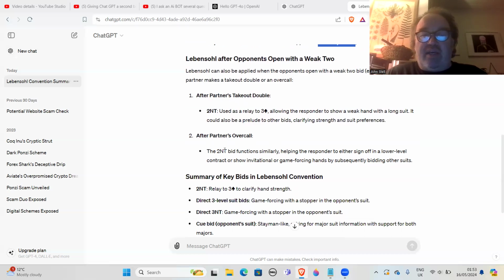Okay, so you could play that, I guess. So it goes two hearts, two spades, pass, two no trumps. I think a lot of people would just play that as natural actually, but can you play that as lebensohl there? I think usually it's after a double, not after partner bids a suit.